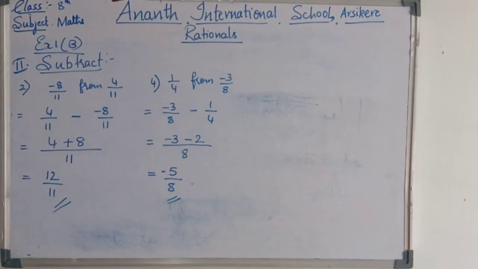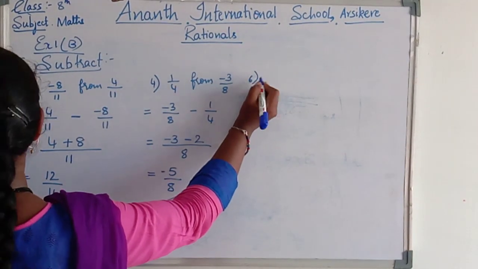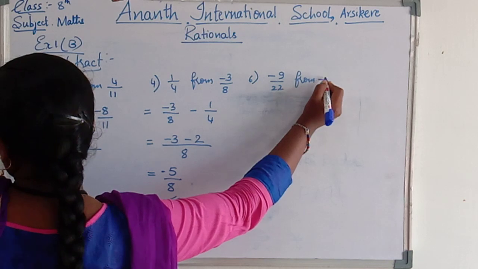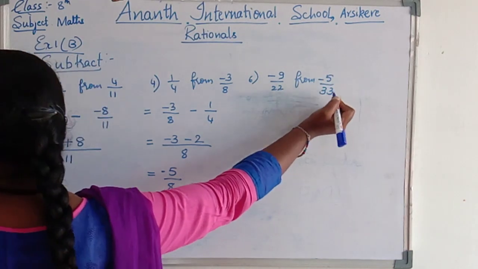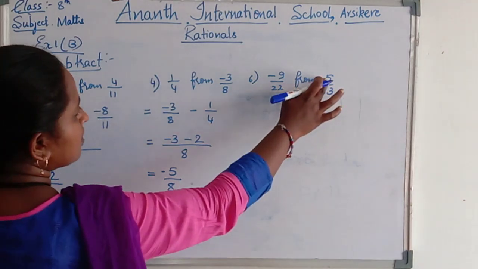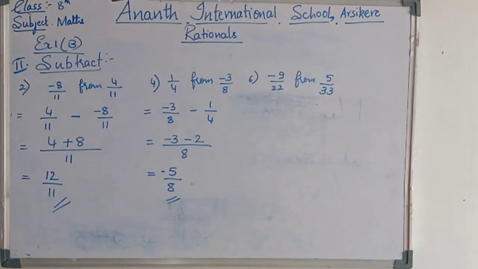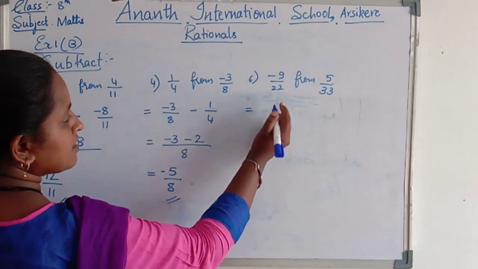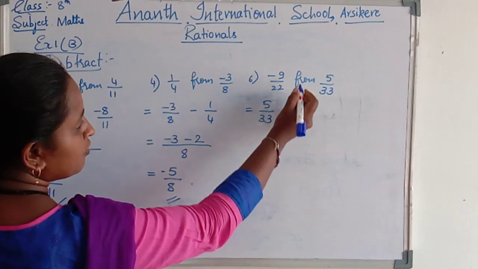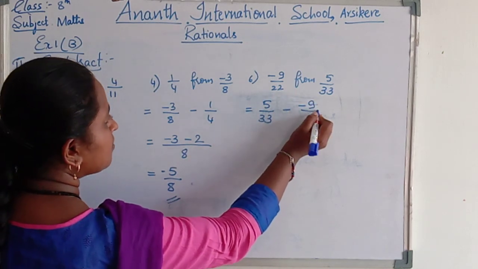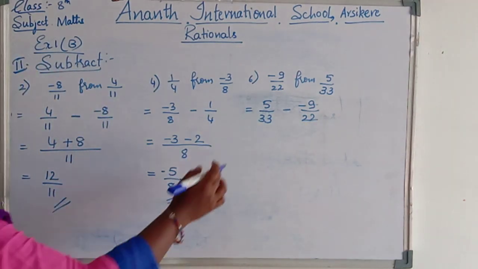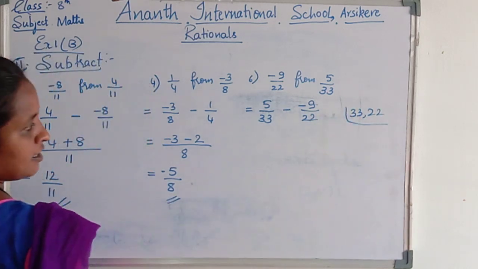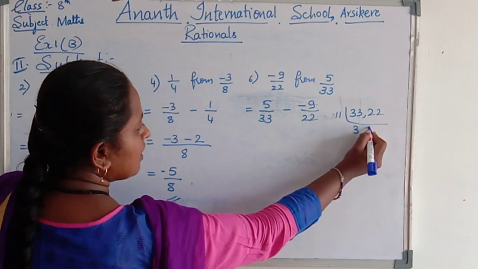The next problem is the sixth one. Minus 9 divided by 22 from minus 5 divided by 33. Now we will see which one we have to write first. From next number is 5 divided by 33. From means minus. Next we have to write minus 9 divided by 22. Here 33 and 22 are different denominators, so you have to take the LCM. It will go by 11. 11 3s are, 11 2s are.